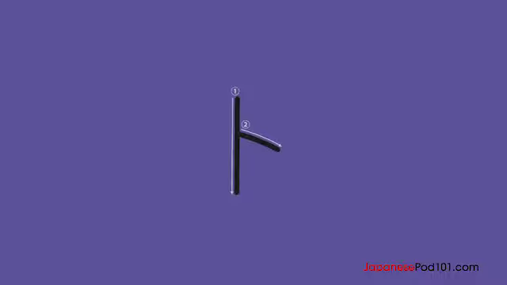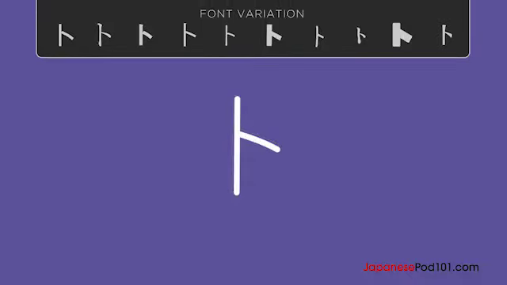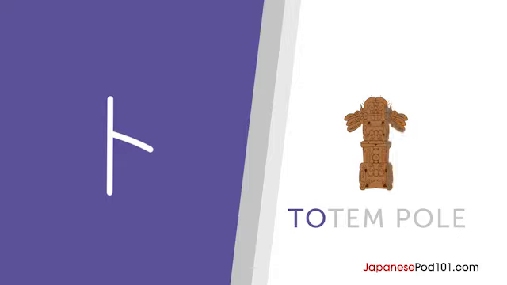Our final character for this lesson is the katakana to. To looks like a side view of a totem pole. What does to sound like with the dakuten? To with the dakuten is pronounced do. Remember? To, do, to, do.